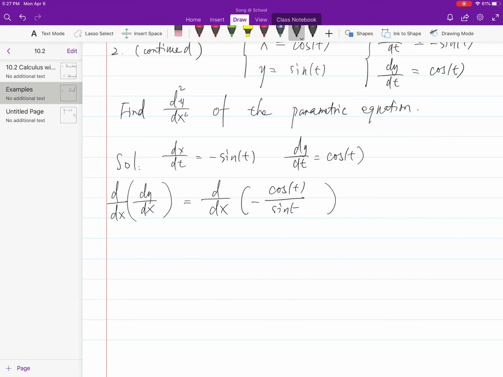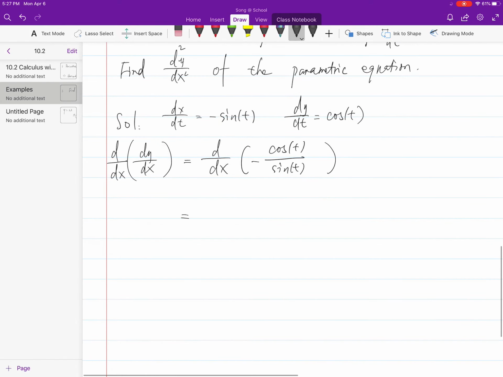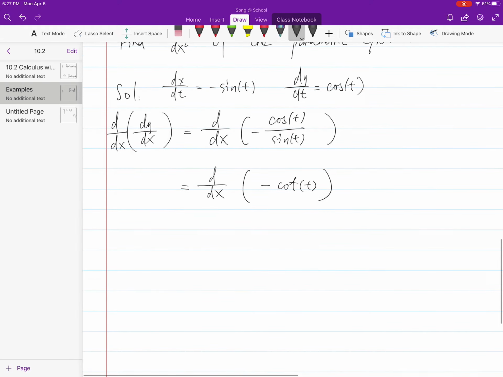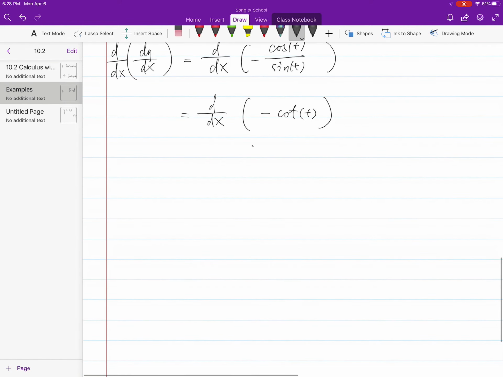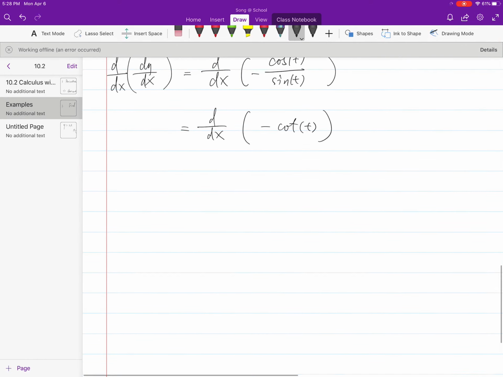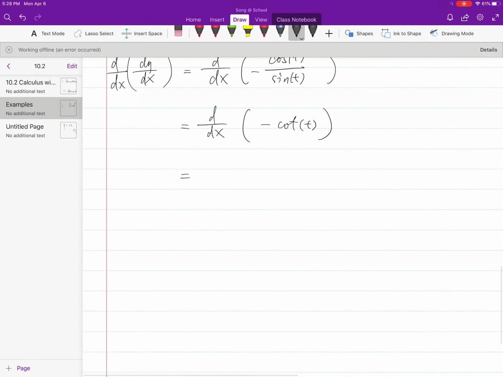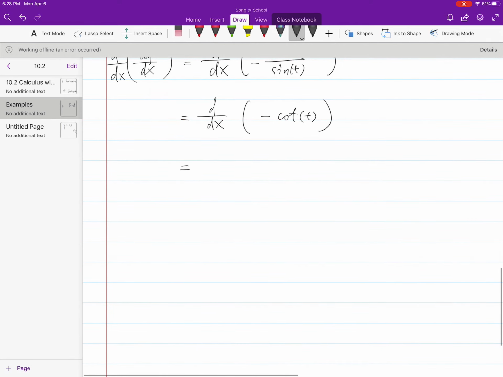All right, let's take these two, keep this. What is dy over dx? Well, technically it's this over that, so we finish that thing. That is going to be this. Now this time I want to use negative cotangent. Now, see what we have. We want the derivative of this with respect to x. But we don't know how to do it. We do know how to take the derivative of this with respect to t.